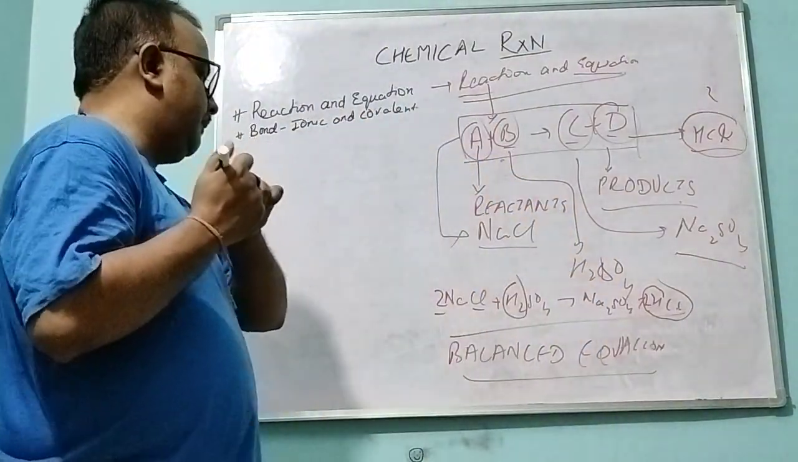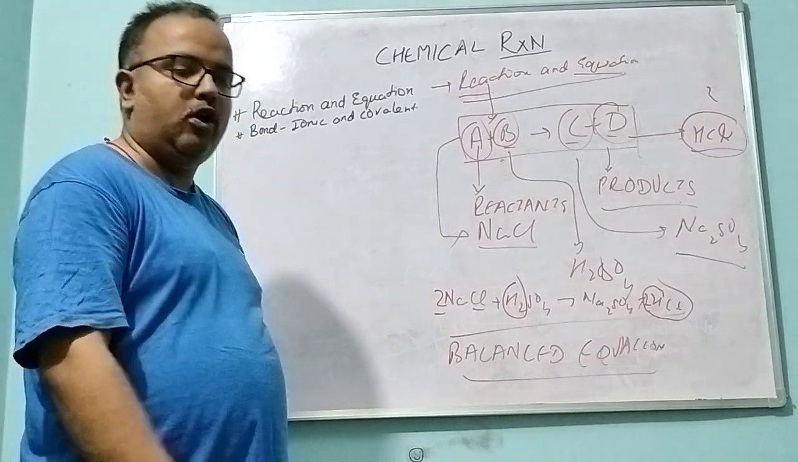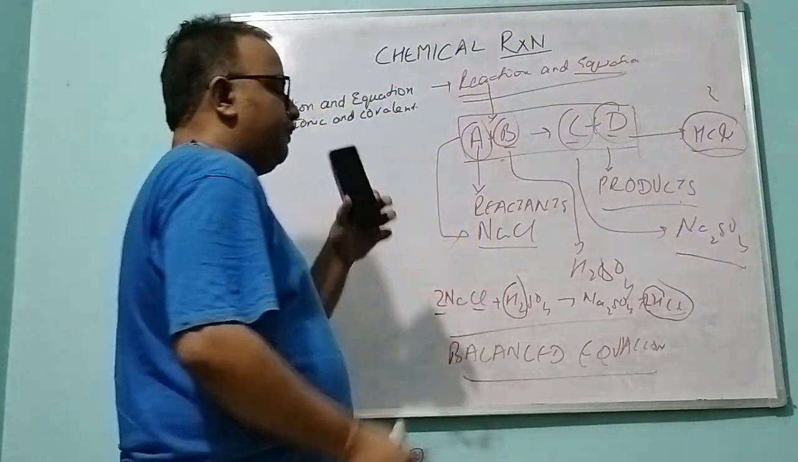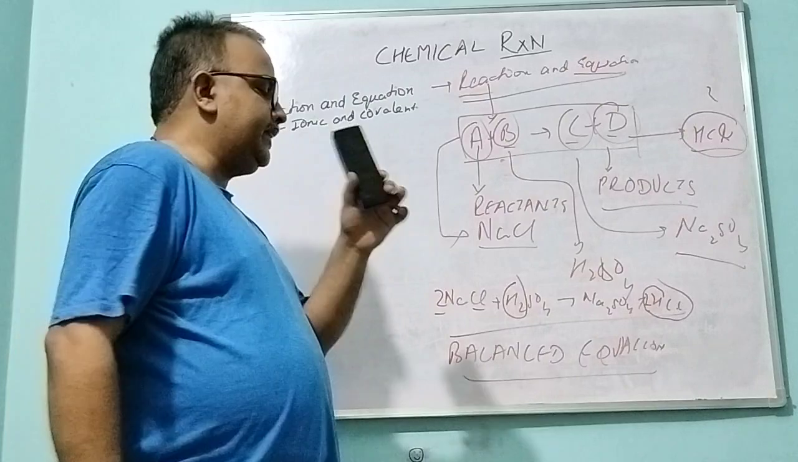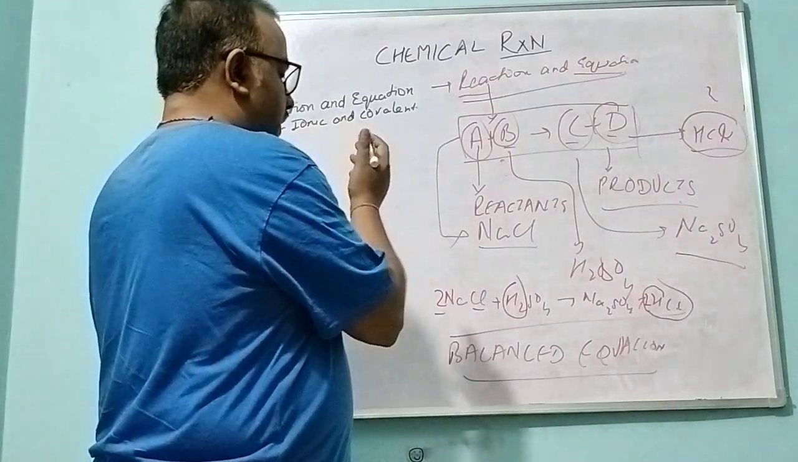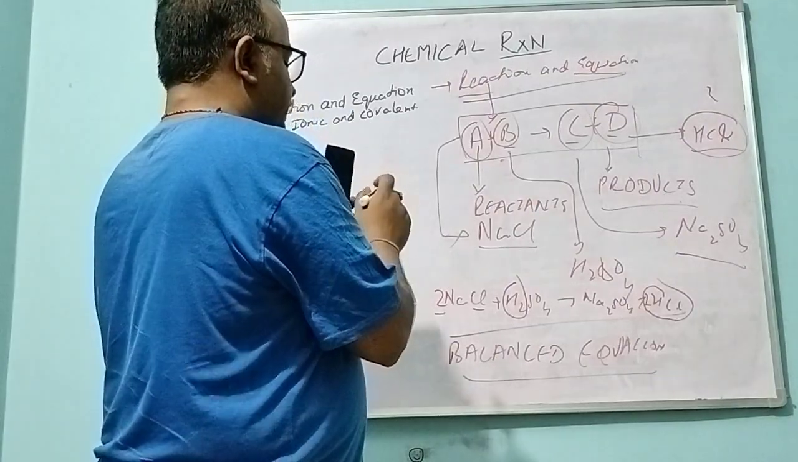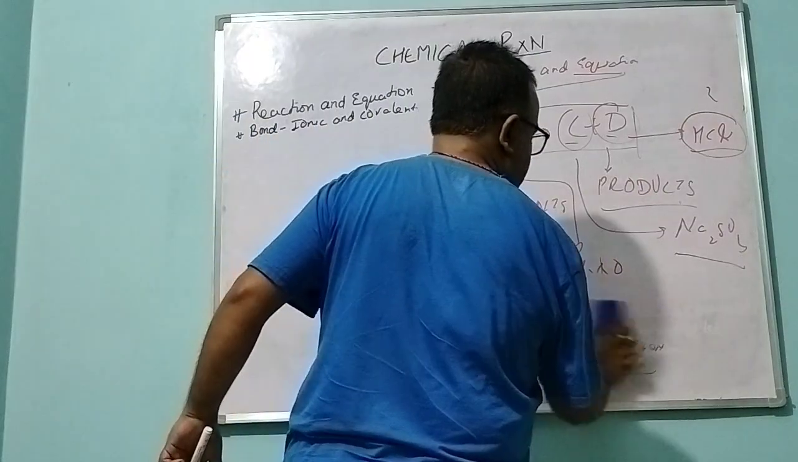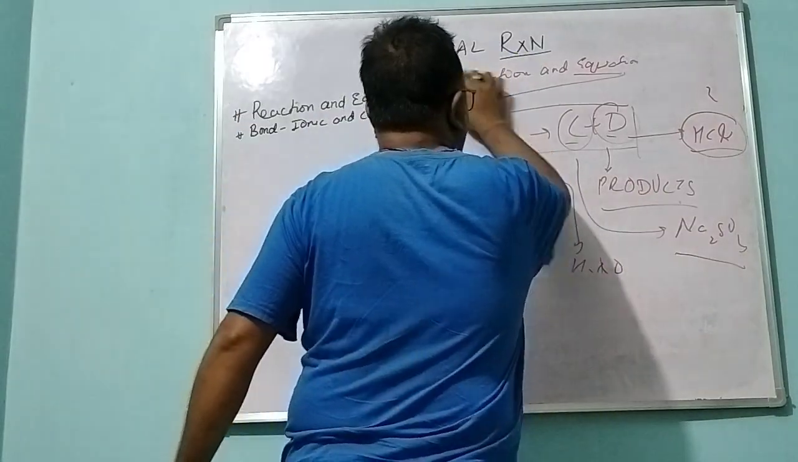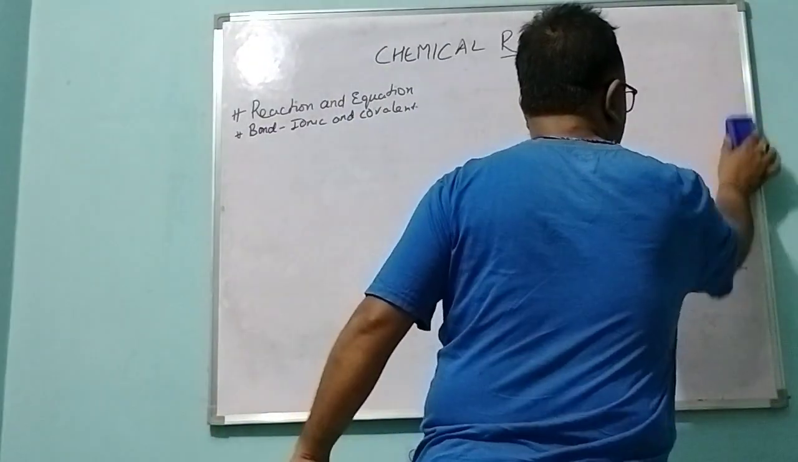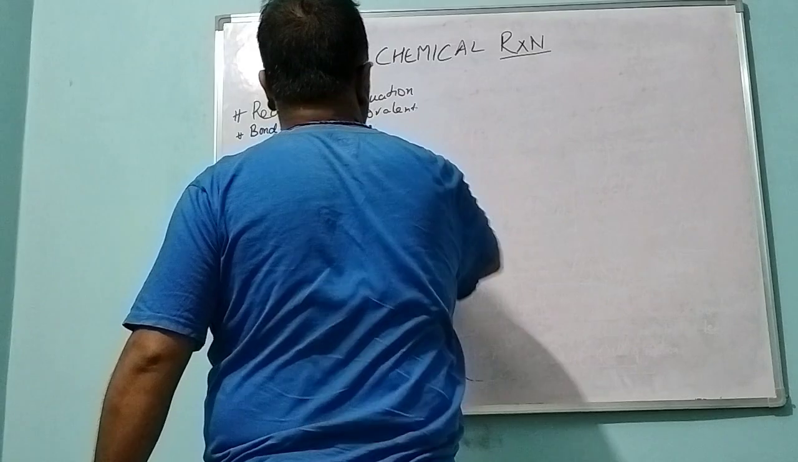Remember students, balancing an equation is very important, because that will keep the basic principle always validated, that atoms cannot be created nor destroyed, they can only be transferred from one element to the other, resulting in the formation of a new compound. So I hope you guys are clear about the difference between a reaction and an equation. Now the second bullet point which is written on the board here is bonds.